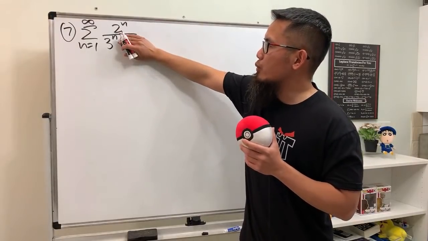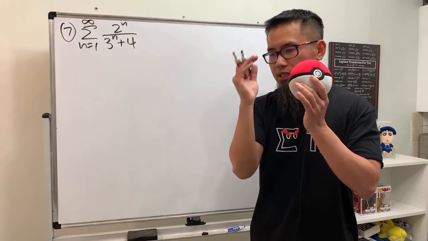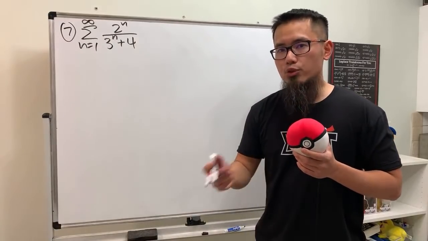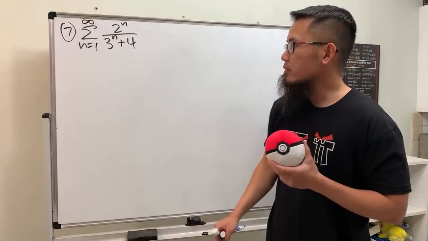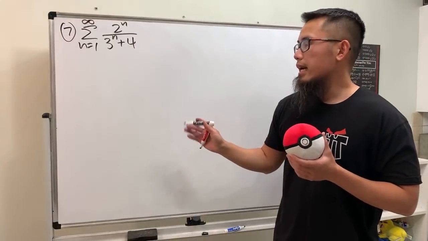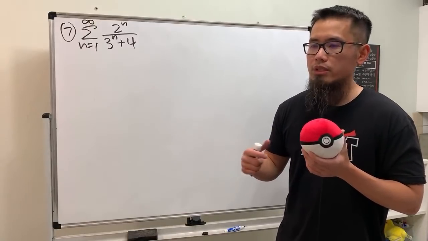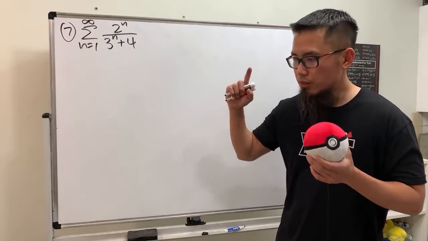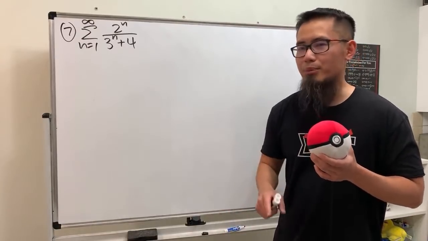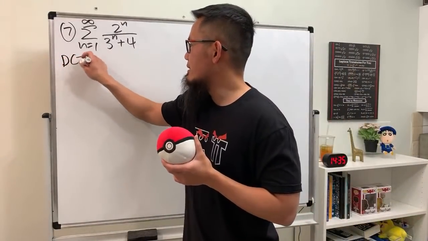Look at that, 2 to the n over 3 to the n is the same as 2 over 3 to the n. That should remind you of the geometric series, right? So let's go ahead and do that. And you have a choice for this one. You can either use the limit comparison test or the direct comparison test. Both of them will work out very nicely. Let's do the direct comparison, because we did limit one earlier. So, direct comparison test.